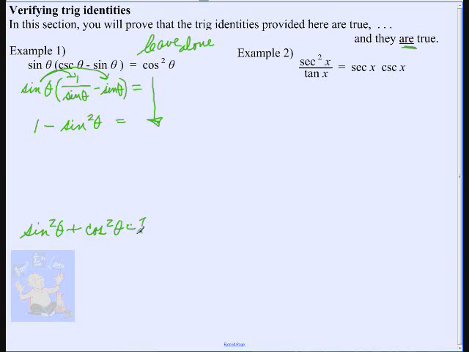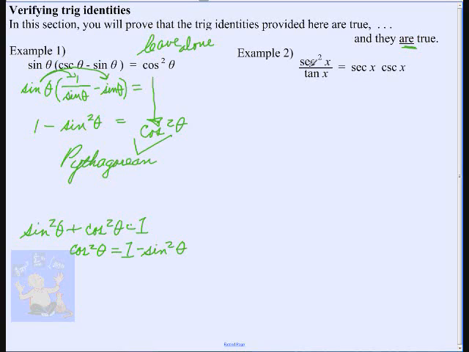Equals 1. This could be written as cosine squared theta equals 1 minus sine squared theta, right? So I'm using the Pythagorean identity here to prove this. This is equal to cosine squared theta.